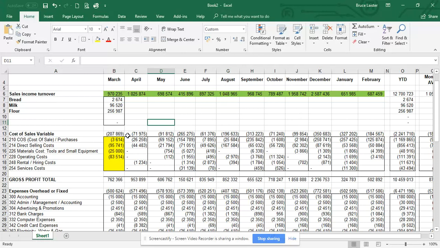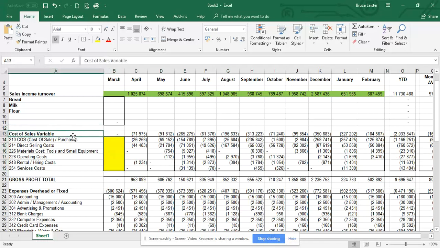So that's it. Cost of sales is often called variable sales, and the basis behind this is that if there were no sales, technically there should be no cost of sales. Hence why it's called variable.